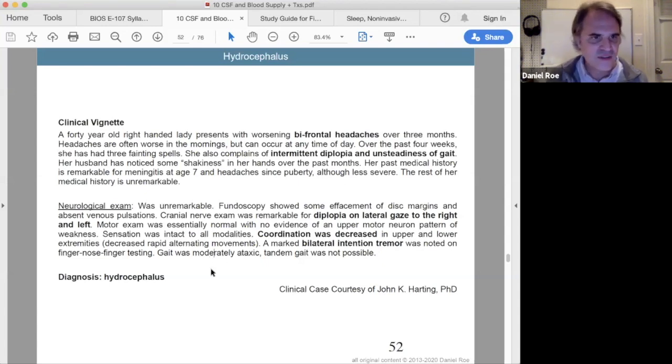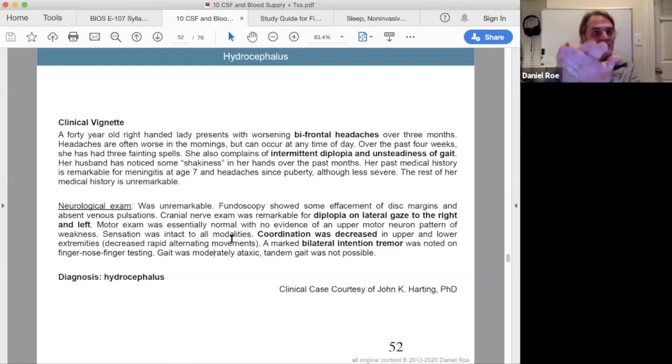Her past medical history is remarkable for meningitis at age 7 and headaches since puberty, although less severe. The rest of her medical history is unremarkable. Neurological exam reveals diplopia on lateral gaze to the right and left. And the motor exam was normal with no evidence of an upper motor neuron pattern of weakness. Sensation was intact to all modalities, but coordination was decreased in upper and lower extremities with decreasing rapid alternating movements.